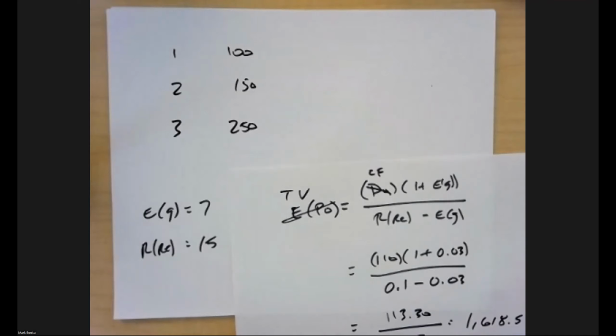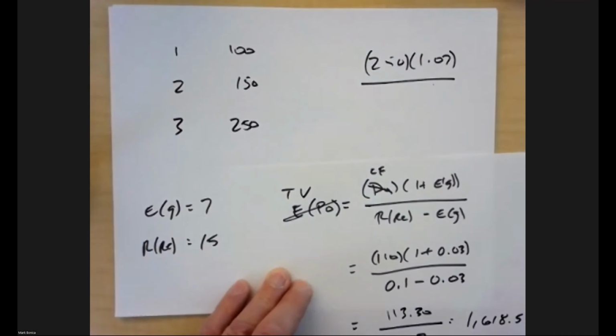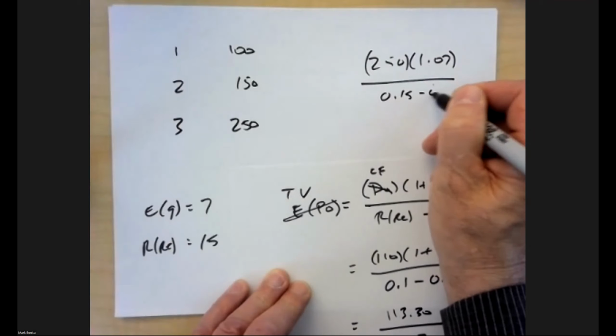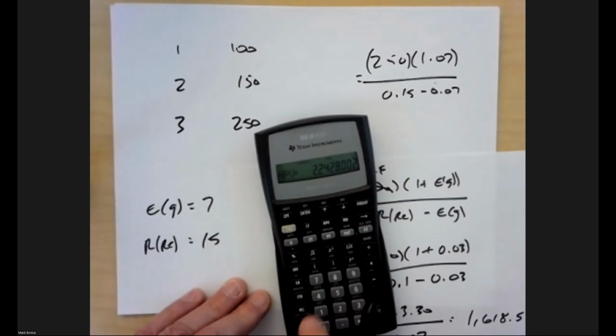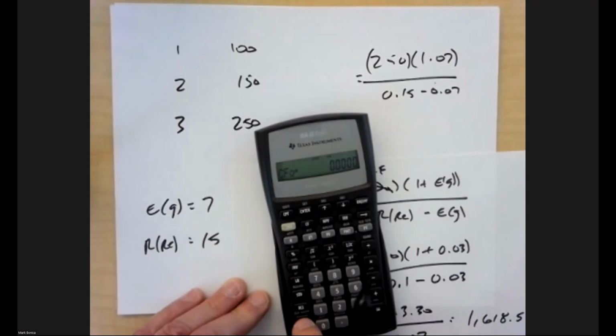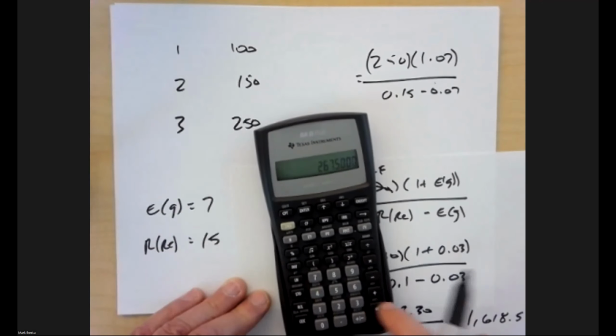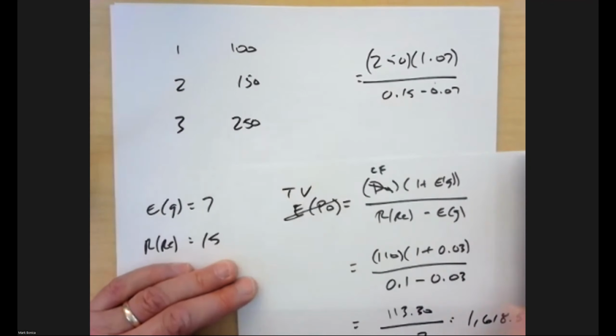Linda. 250 times 1 plus 0.07, and then divide that by 0.15 minus 0.07. Good. So 250 times 1.07 gives me 267.50. 0.15 minus 0.07 is 0.08. So divided by 0.08 is 3343.75.